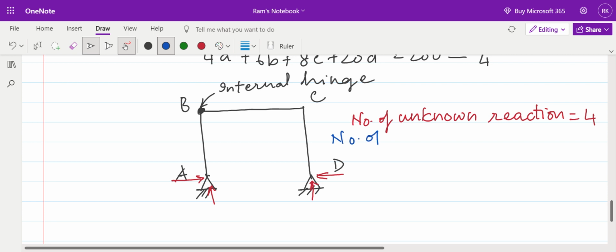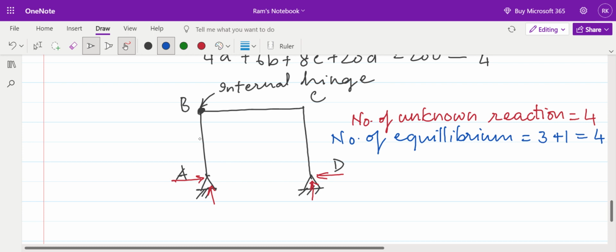then the number of equilibrium equations becomes, initially, the number of equilibrium equations for a two dimensional structure is 3. Summation of forces in x direction equal to 0, summation of forces in y direction equal to 0, and summation of moments in the xy plane equal to 0. There are 3 equilibrium equations initially, but in this case, one additional equilibrium equation is given by the internal hinge, that is, summation of moments about the internal hinge is equal to 0. So the total number of equilibrium equations becomes 4.